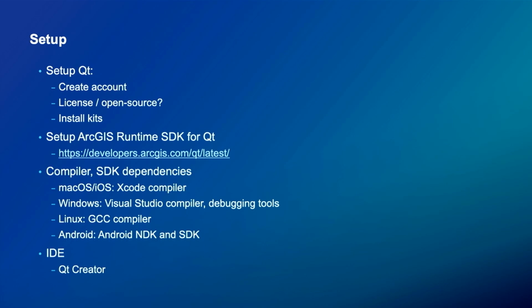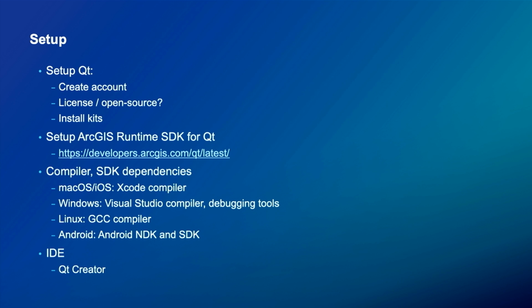So the setup admittedly takes a little bit of time because of the fact that you need to have the compilers for all these different systems. So first thing you'll need to do is set up Qt. You can do that by going to qt.io and creating an account. Like I said, there is an open source option, so you can decide if you want to use enterprise or open source. You then install the different kits you want. So kits are how Qt refers to essentially the compiler and debugger and all the different tools for each of the different platforms. After that, you would set up the Runtime SDK for Qt.